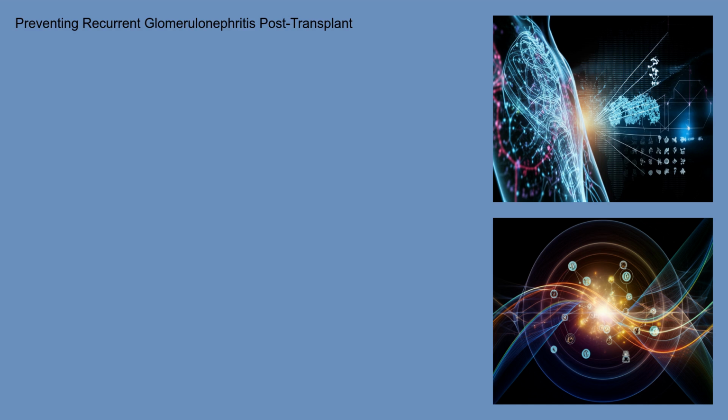Currently, there are no definitive ways to prevent recurrent glomerulonephritis post-transplant. However, strategies to minimize the risk include careful selection of transplant recipients, preemptive treatment of the underlying disease, and close monitoring of kidney function and proteinuria after transplantation. Research is ongoing to identify biomarkers that can predict recurrence and to develop more targeted therapies.